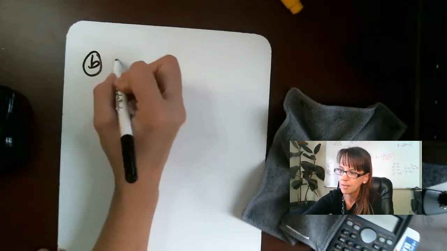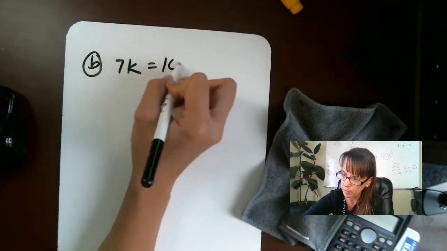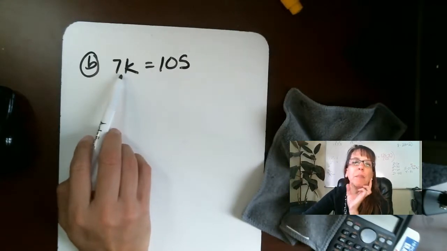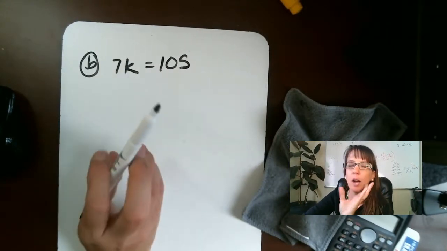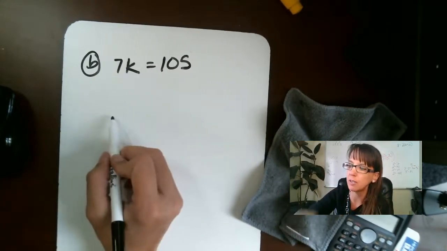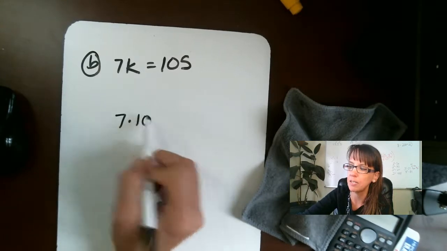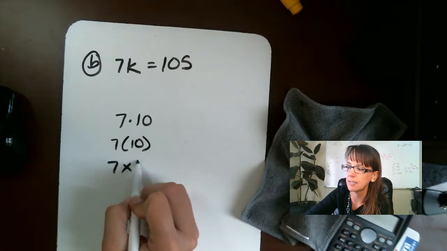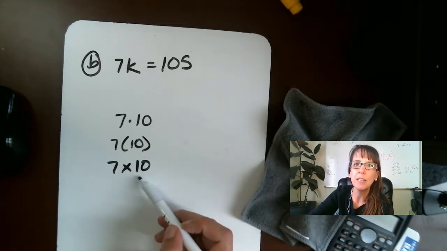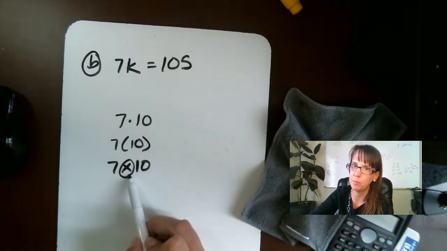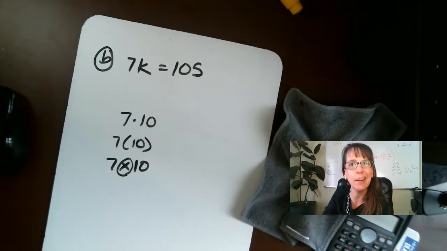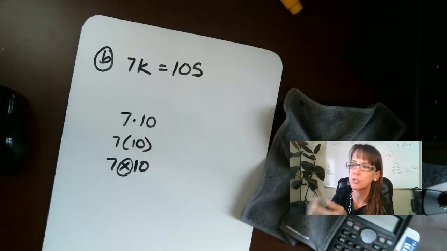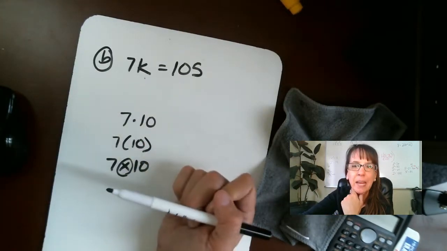Let's do B. 7K equals 105. This here, I meant to talk about this before too. I did talk about how multiplication can be shown by a couple different symbols. We can do this, right? We can do this, right? And we can do this. Now this one you won't see as frequently because that looks like a variable, and a variable is just a letter that we're using instead of a number. So like this is our variable here.